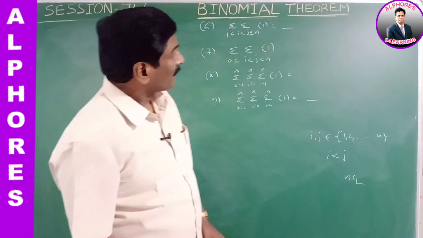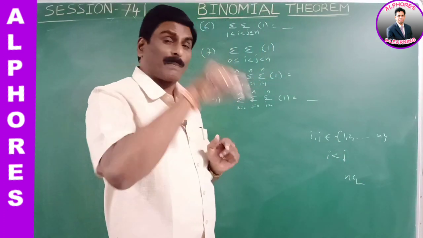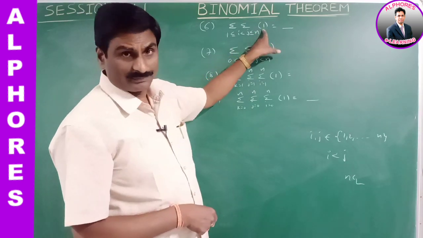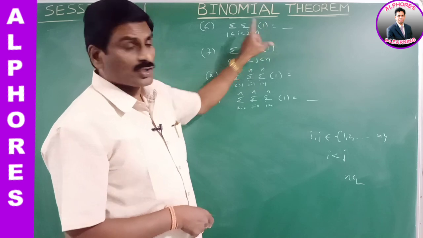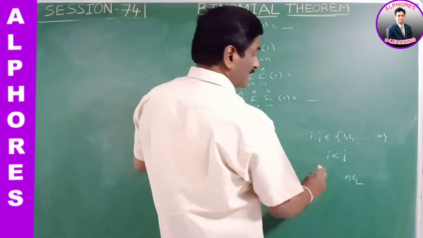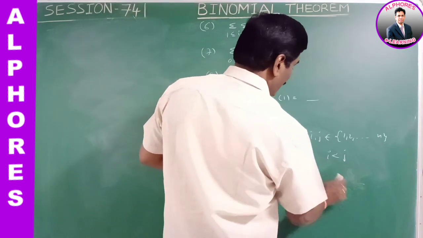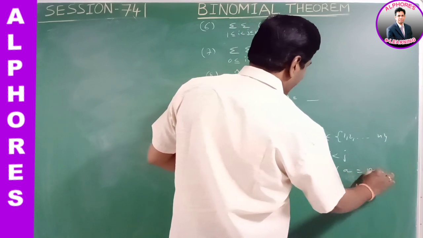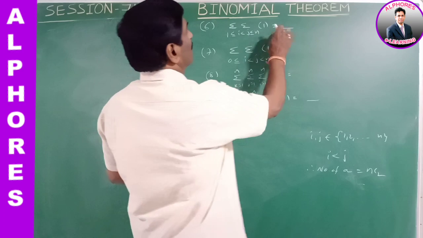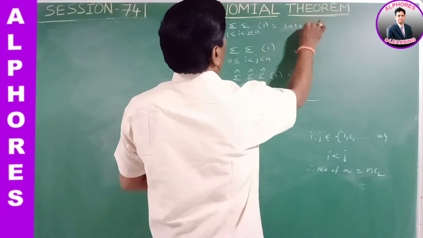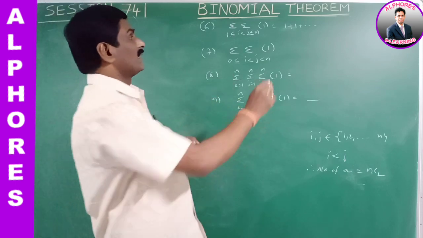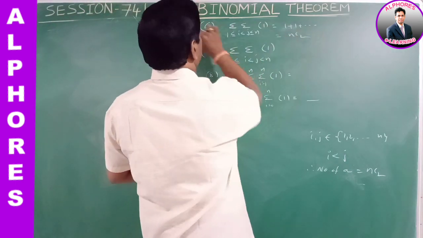Please observe this value. For every ordered pair of i comma j, there will be one term, and that value is 1. Here also 1. So in this case, number of ordered pairs, with i less than j, what are the ordered pairs? nC2. What is this value? This value is nothing but 1 plus 1 plus so on, nC2 times. What is the result? nC2 into 1, that is equal to nC2. The final answer is nC2, sixth one.